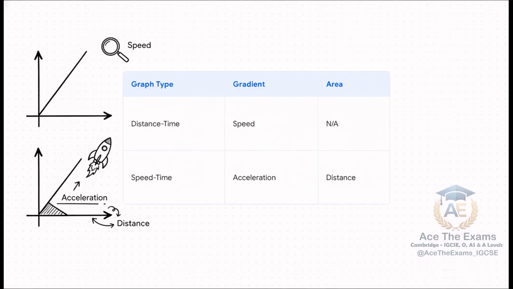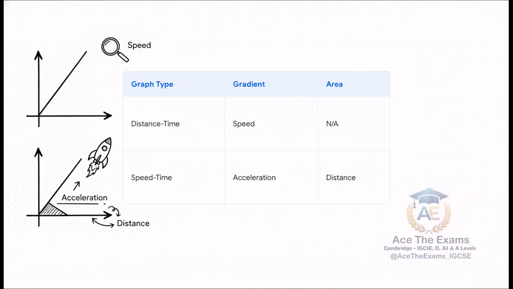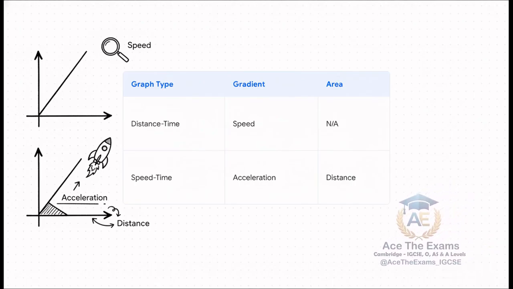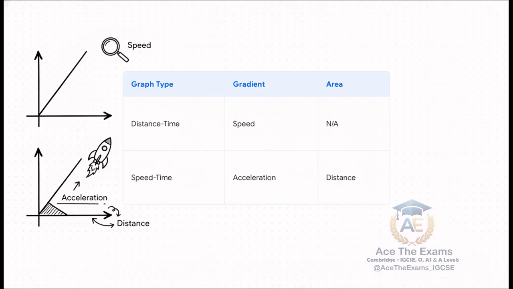If you're looking at a distance time graph, calculating the gradient, the change in y over the change in x, gives you the speed. What about the area under a distance time graph? Not applicable in this syllabus. It doesn't give you a useful physical quantity, so just ignore it.